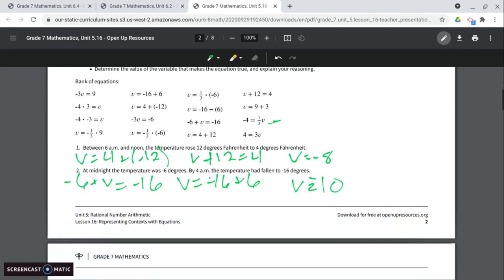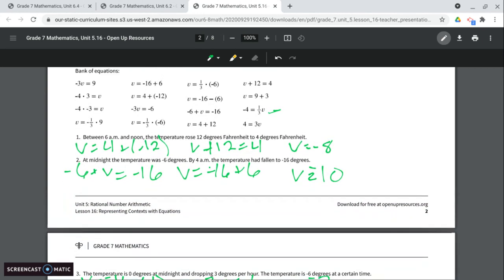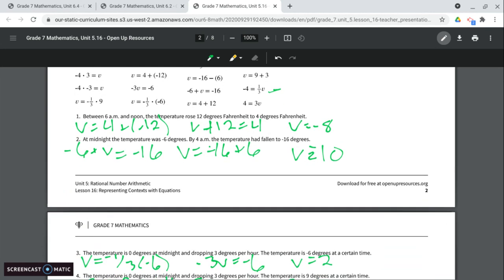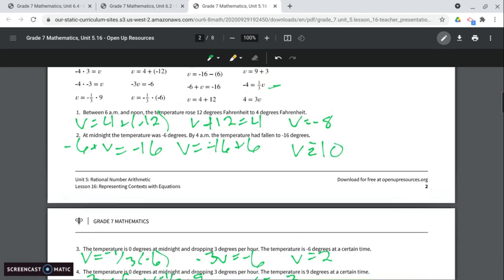All right, the next situation, the temperature is 0 degrees at midnight and dropping 3 degrees per hour. The temperature is negative 6 at a certain time. So we're multiplying the temperature by the 3, or a 1/3, because we're dropping. So our equation is going to be v equals negative 1/3 times negative 6, and negative 3v equals negative 6, or v equals 2, because we divide both sides by negative 3, and the 2 represents the number of hours it would take to get to that temperature.